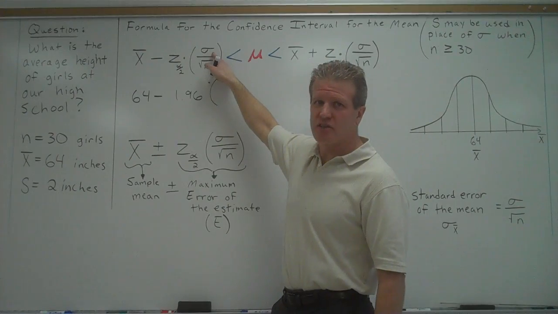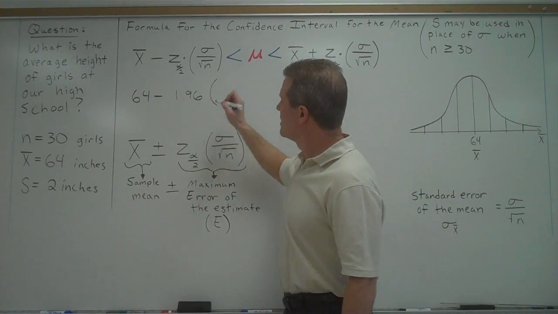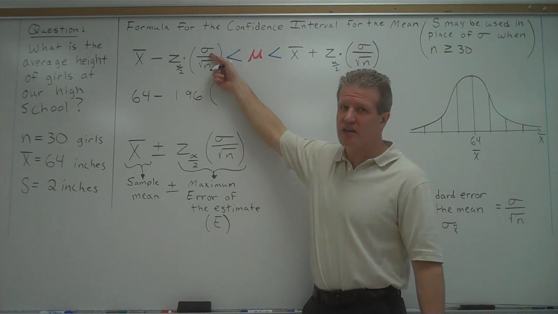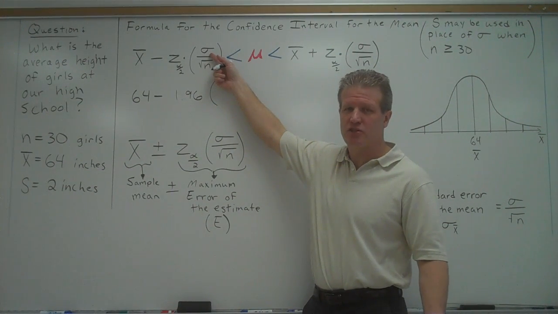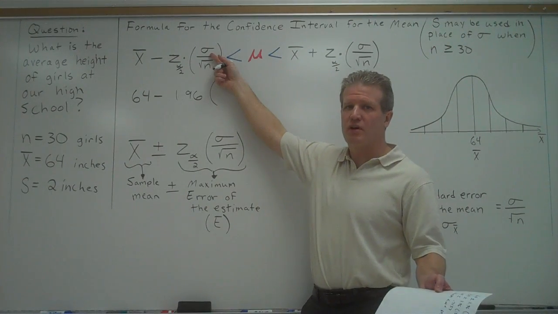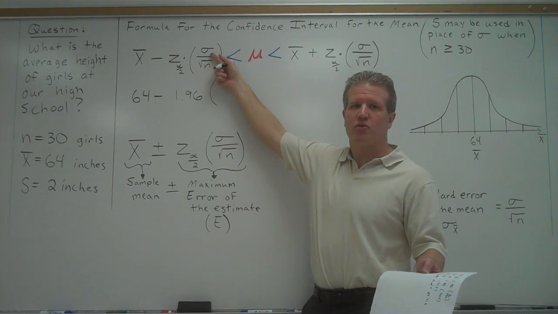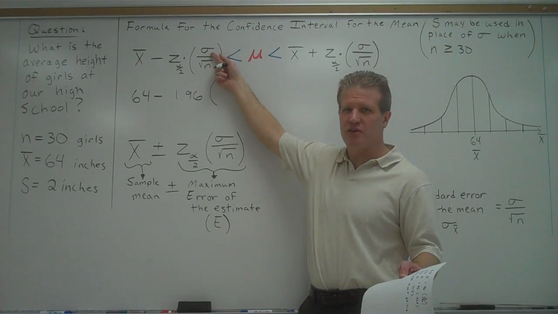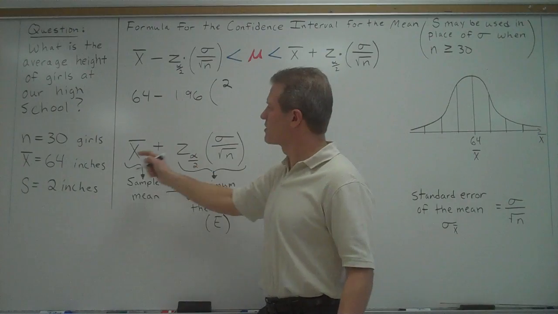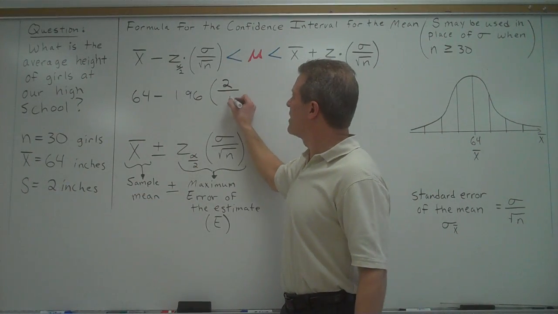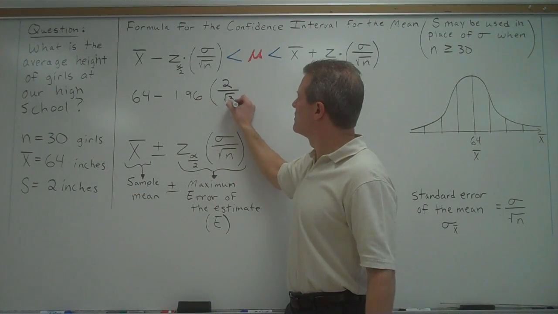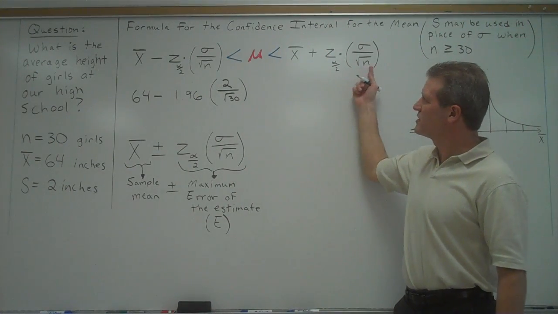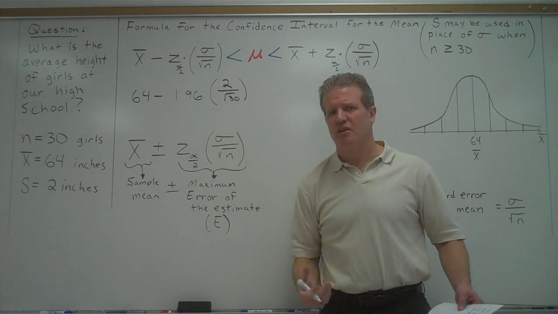Our standard deviation is 2 inches, and we don't actually know the standard deviation of the population because we didn't actually measure everybody in our population. Our population would be all the high school girls. So when n is 30 or more, you can replace the population standard deviation with the sample standard deviation. So 2 inches divided by the square root of 30. And then you'll notice you do that exact same thing on the right side, but instead of a minus, you use a plus. So why do you do this?